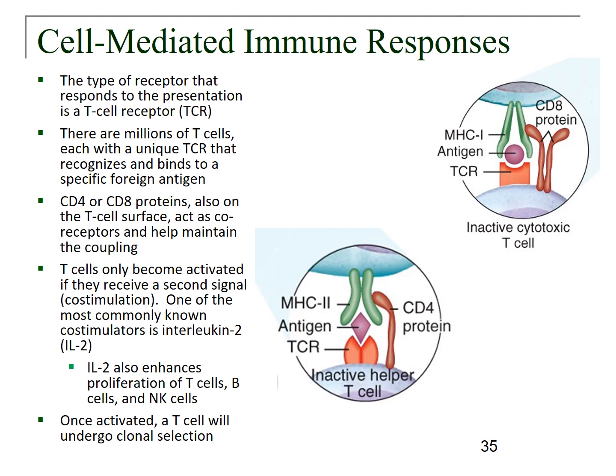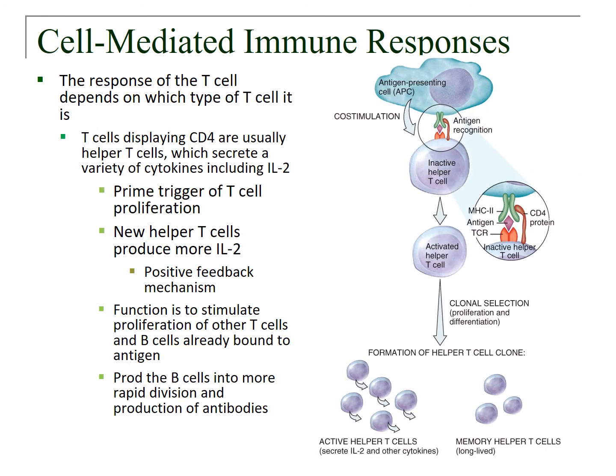Once you get the activation of a T cell, it undergoes clonal selection. That's just a fancy way of saying that the particular T cell with that particular T cell receptor is the one that undergoes cell division. All of the other millions of types of T cells, the ones with different antigens, don't undergo cell division. So this is called clonal selection.